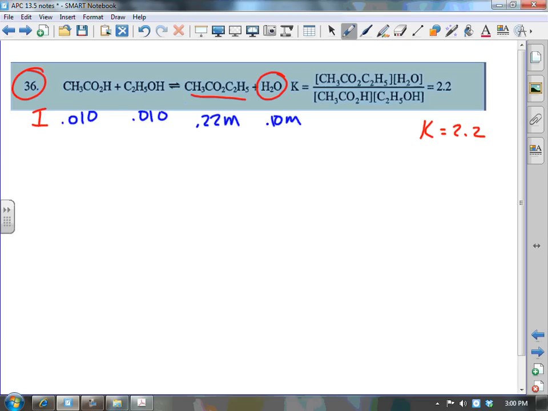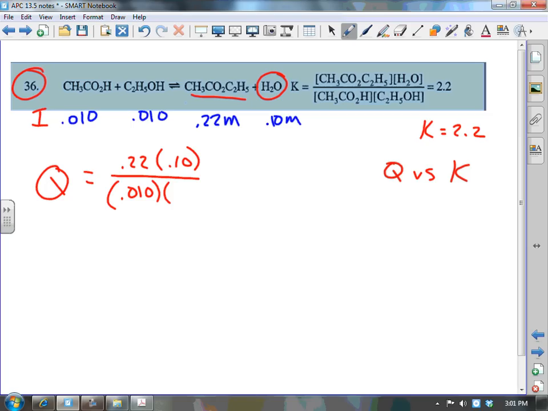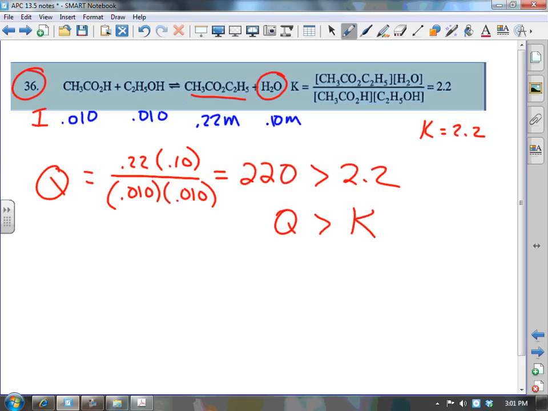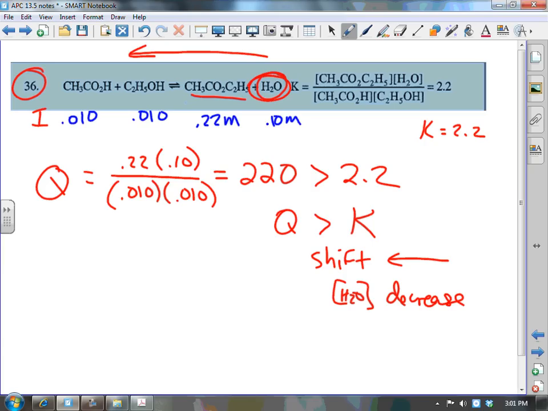All right, so again, these are our initial amounts. Let's compare Q versus K. Q is going to be equal to, everything has a coefficient of 1, so 0.22 times 0.10 divided by 0.010 times 0.010. In this case, we've got concentrations, so products divided by reactants. When we solve here, we're going to get 220. Now, 220 is a lot greater than 2.2. Q is a lot greater than K. If Q is a lot greater than K, we're going to get a shift left, which means the concentration of H2O is going to decrease, because if we're shifting left, we're going to be losing water.